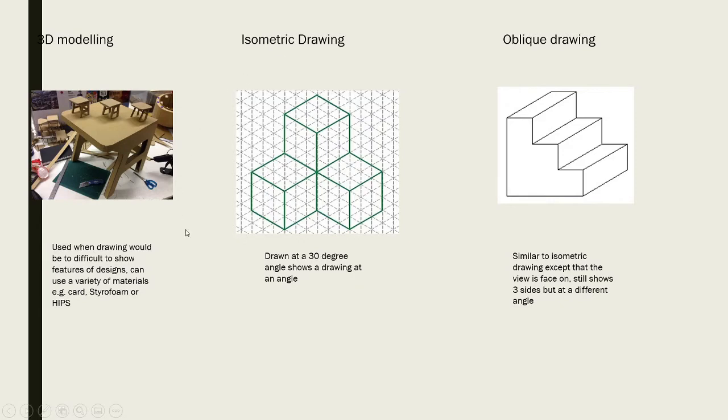Isometric drawing. We've covered this. The idea being that everything's at 30 degrees, everything is cut from the corner and going outwards, and you use grid paper to do it. Once you're comfortable, you can remove the grid paper.